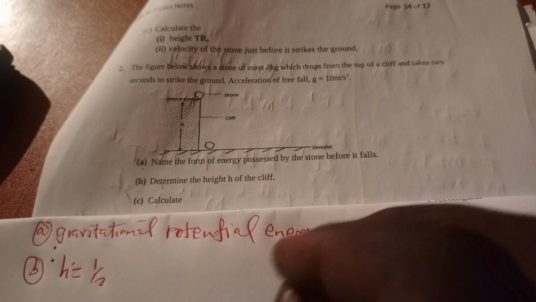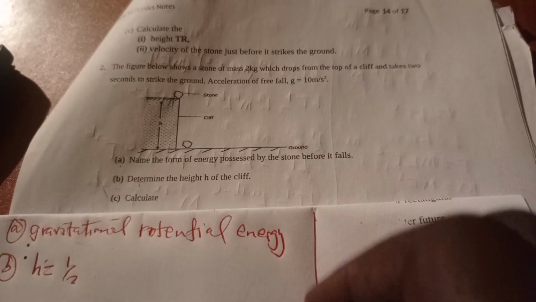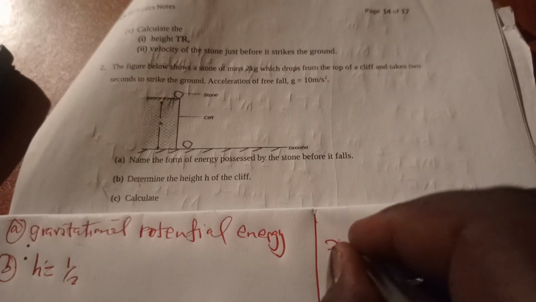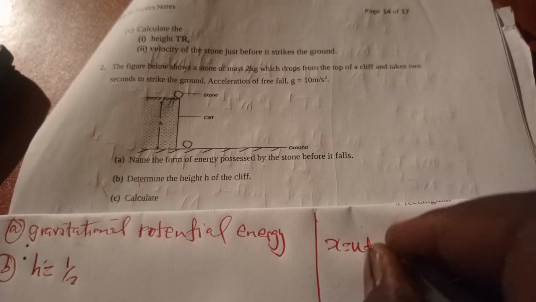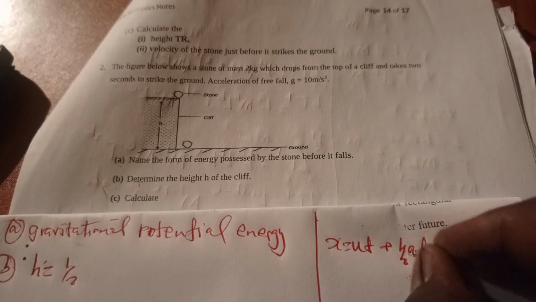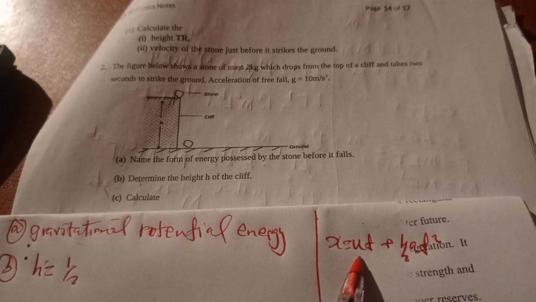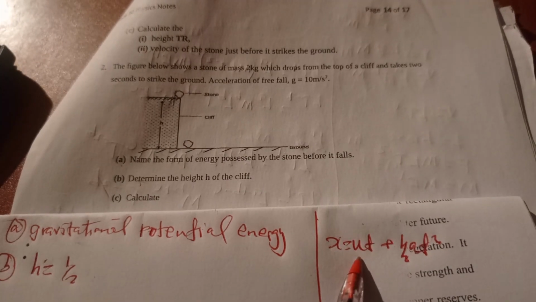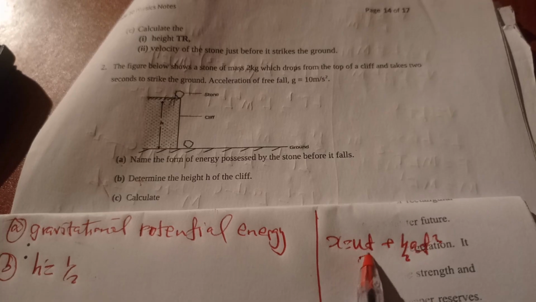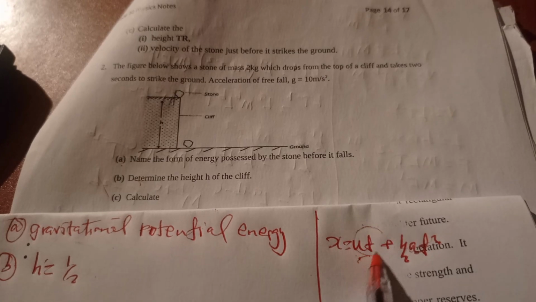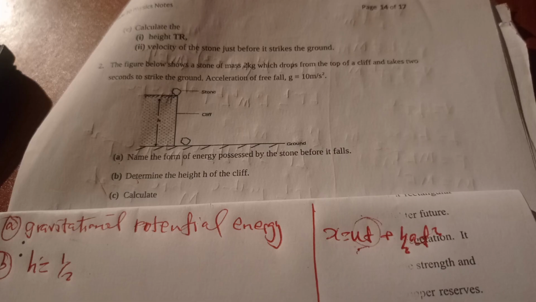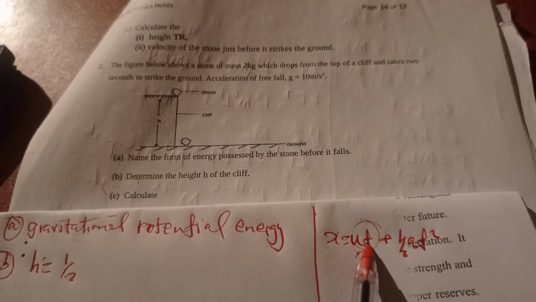In fact, I've tried to use that formula, which says x is equal to ut plus 1 over 2 at squared. Now, since maybe the stone started from rest, it means the initial velocity is 0. So 0 times time here will be 0. So 0 times t to be 0.